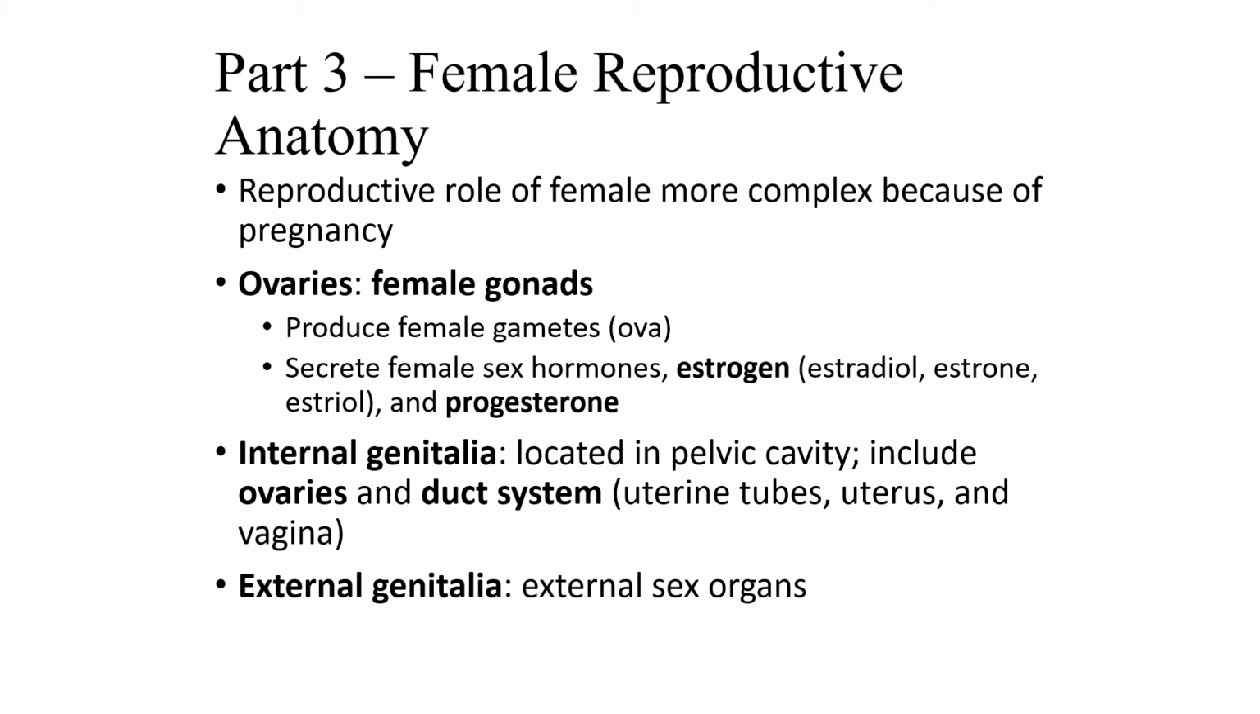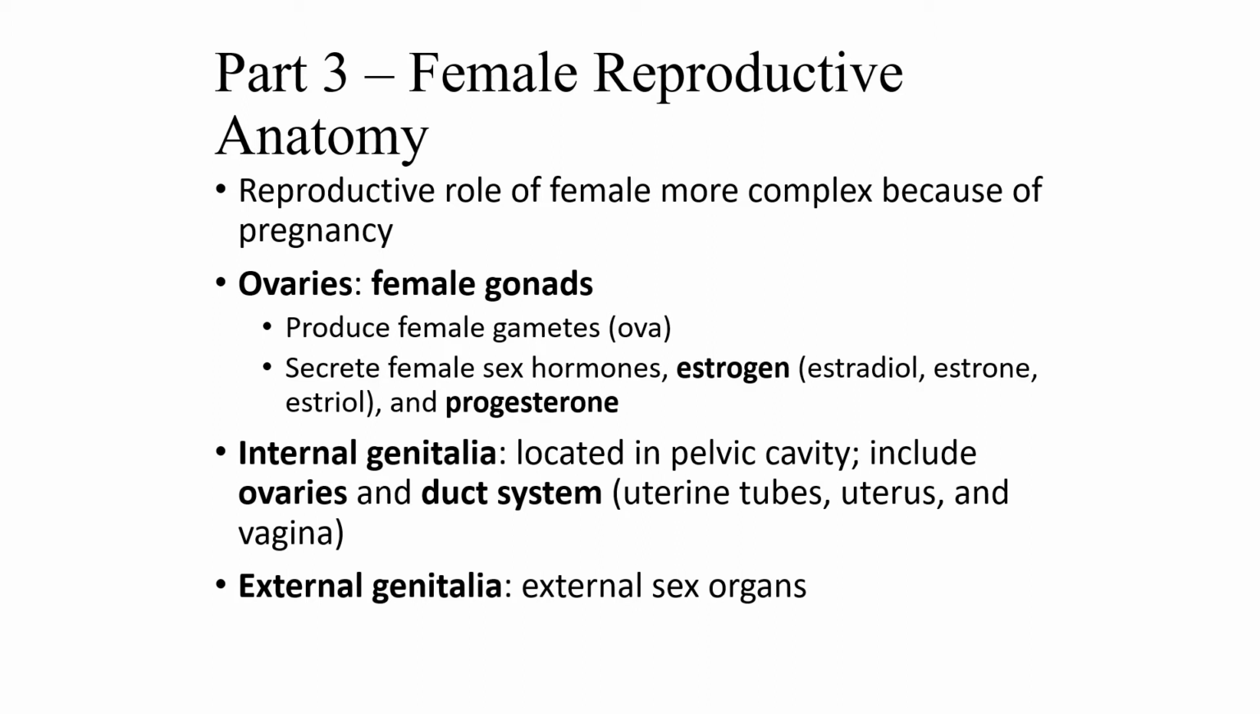When we look at this, this is kind of an understatement. The reproductive role of the female is more complex because of pregnancy. You think? Yeah, right. So when we look at female anatomy, of course, what are some things that are similar to males? What are things that are different? The gonads are called ovaries. They secrete estrogen and progesterone.